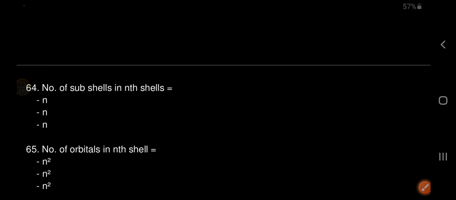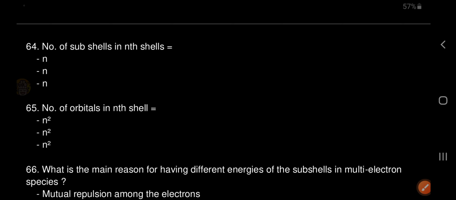Number of subshells in the nth shell is equal to n. Number of orbitals in the nth shell is equal to n square.